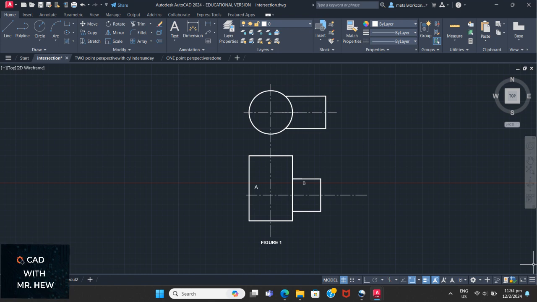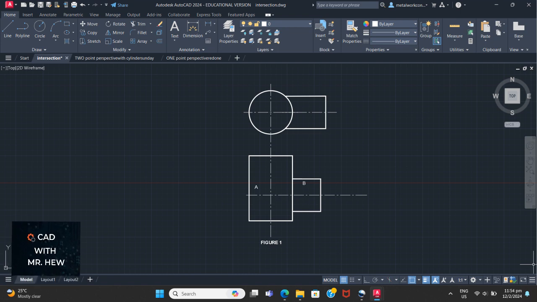So the question is, figure 1 shows the incomplete front elevation and plan of two pipes of different diameters that intersect. Draw the given view showing the line of intersection for the two pipes. The line of intersection for the two pipes in this drawing, can you guess which view or views would have them? Pause the video and then come back.